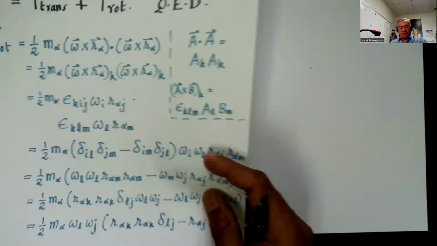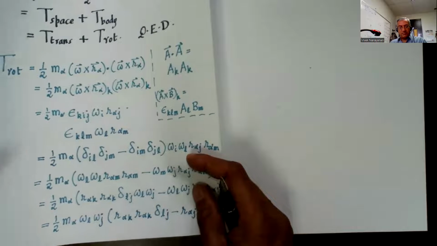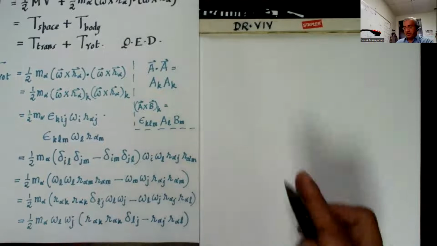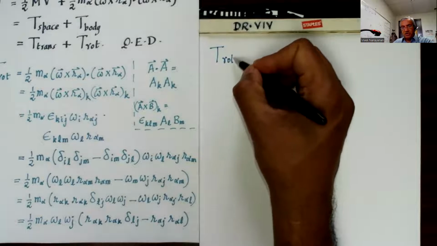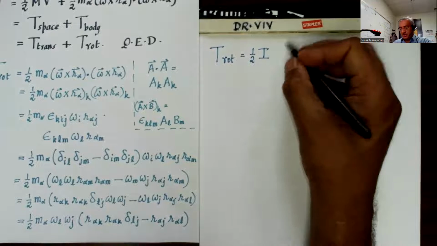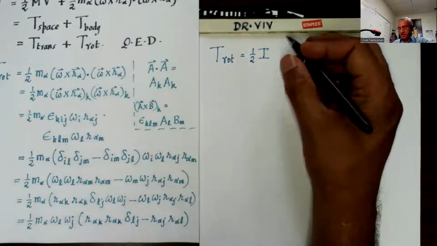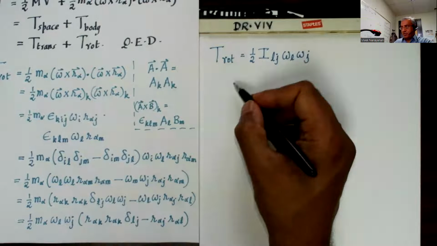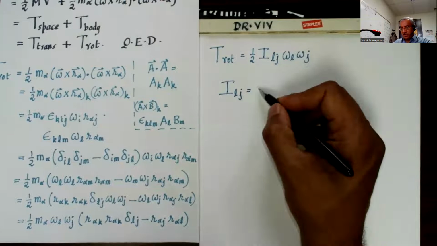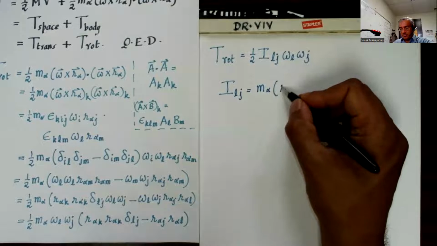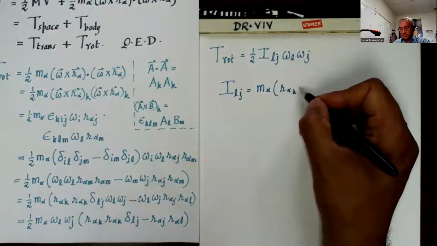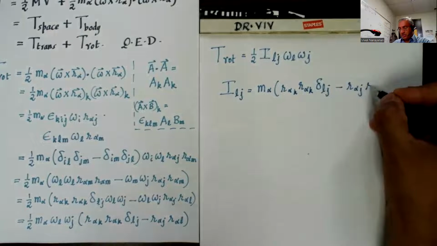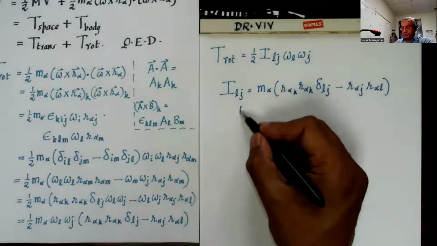So let's write it out. This T rotational, T rot, is 1/2 capital I. The free indices here are L and J, omega L, omega J, where ILJ stands for M alpha times R alpha K, delta Lj minus R alpha j R alpha L, the moment of inertia tensor.